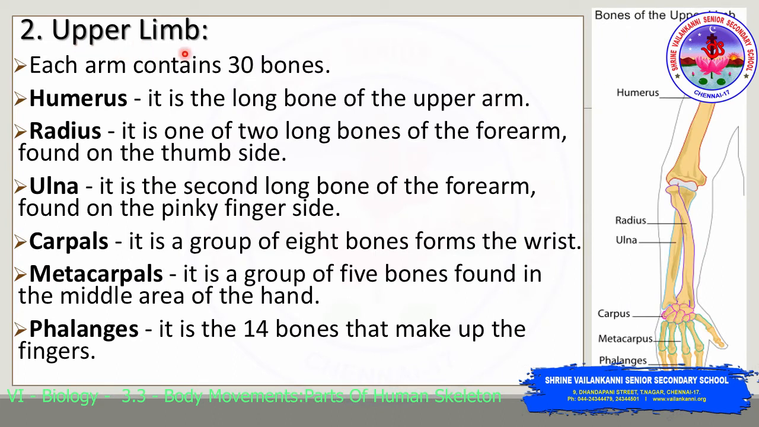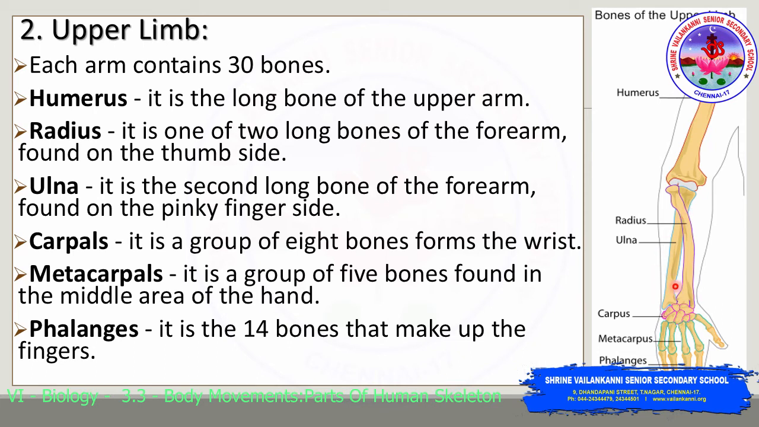So now we will be studying the bones which make up the upper limb. Each arm of our human body contains 30 bones. It consists of the humerus, which is the long bone that forms the upper arm. And the next is the radius. It is one of the 2 long bones that form the forearm, and it is found on the side of the thumb. While the other is the ulna.